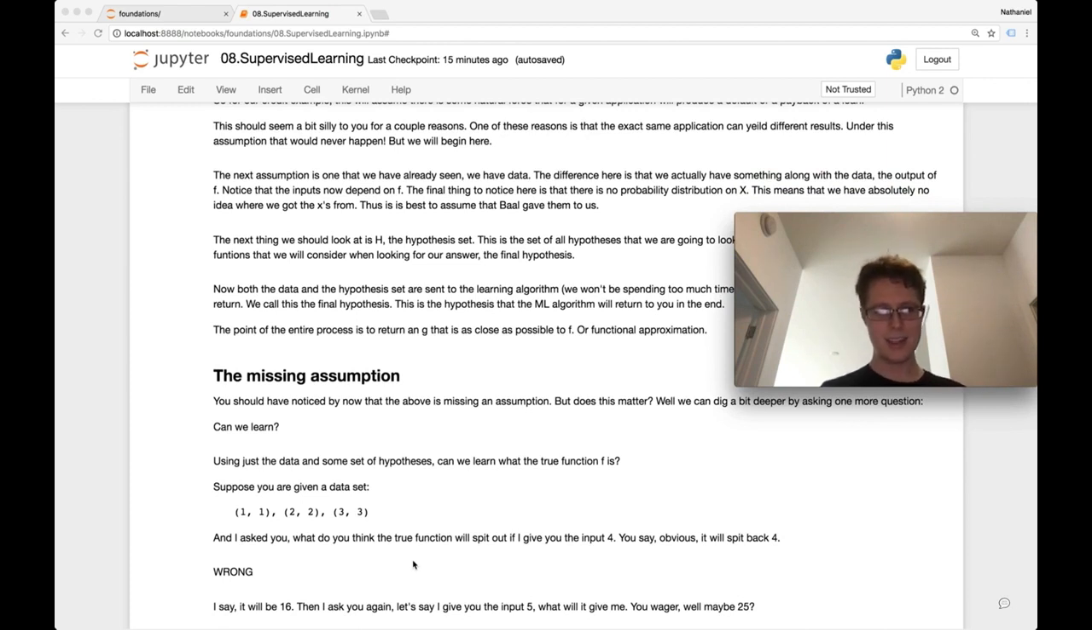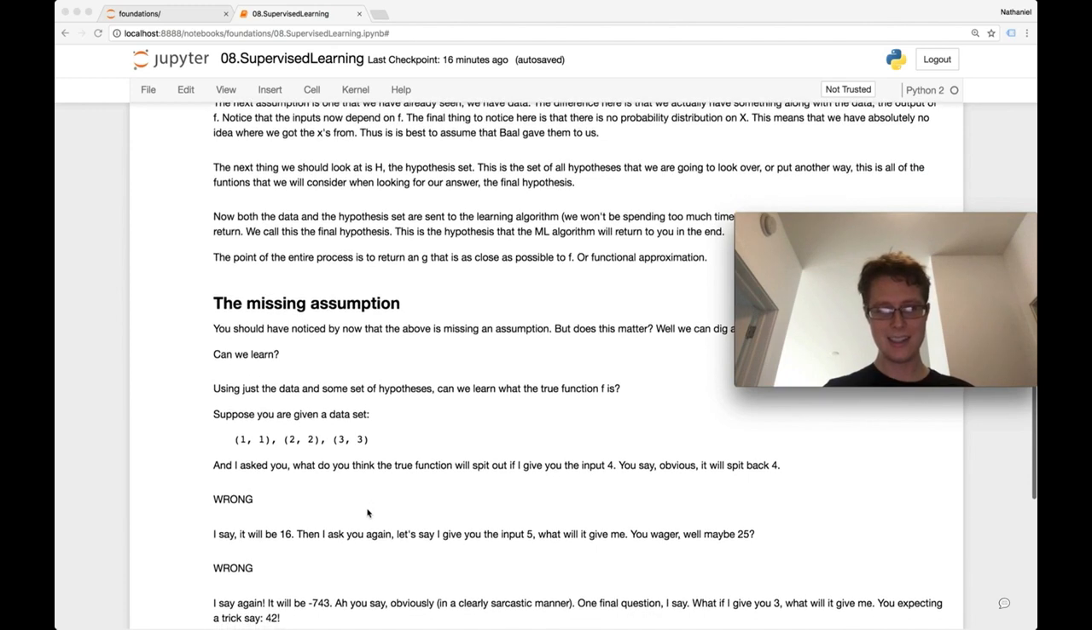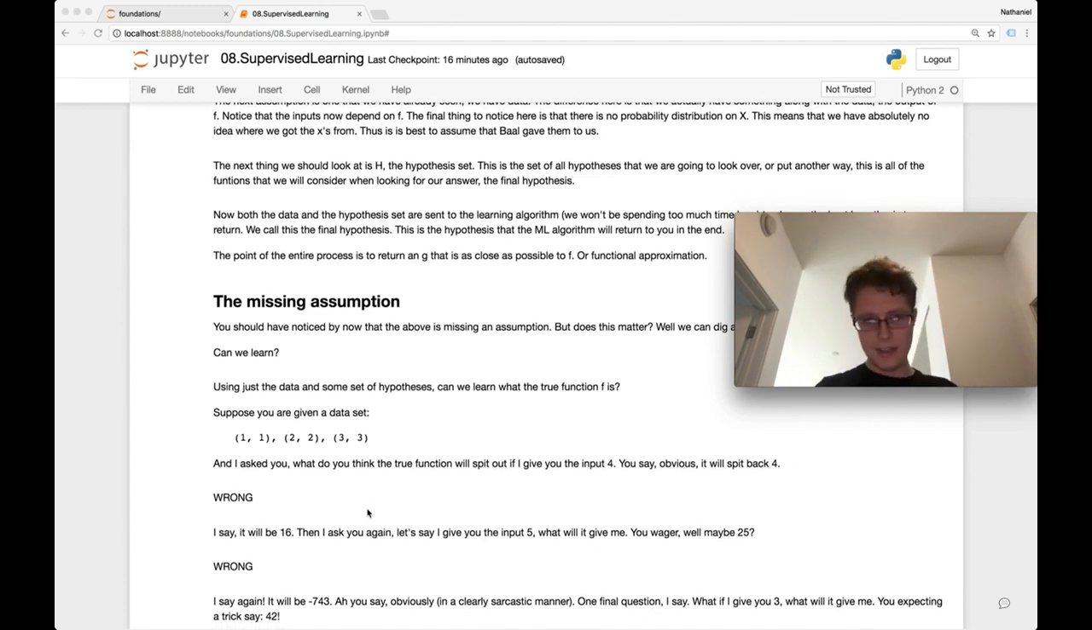It's obvious. And then I ask you again, well, let's say I gave you 5. What would the true function output if I gave you 5? And you're like, well, I see what you're doing here. This function doesn't really make sense because some of these things are quadratic and some are just linear, the identity function, but okay, 25, sure. Wrong. Again, I say it's going to be negative 743.